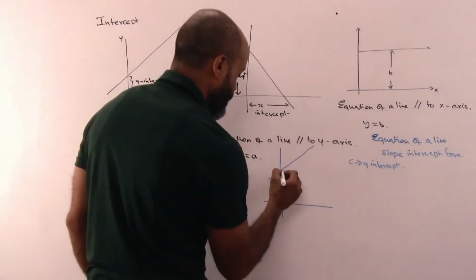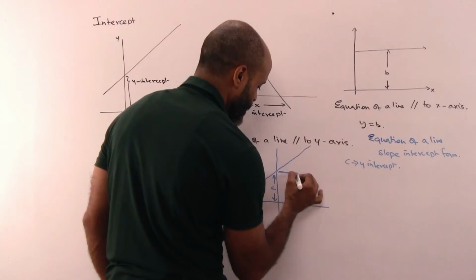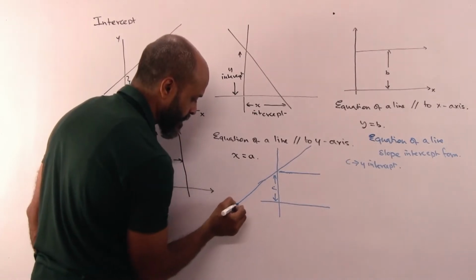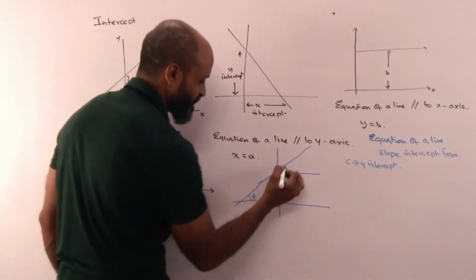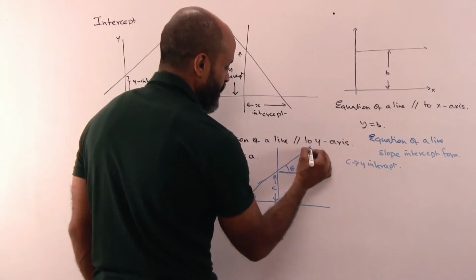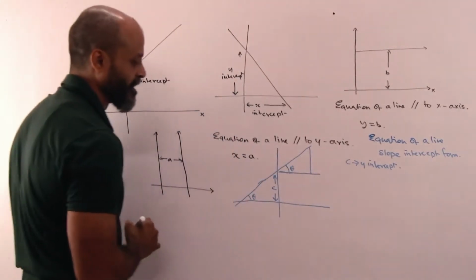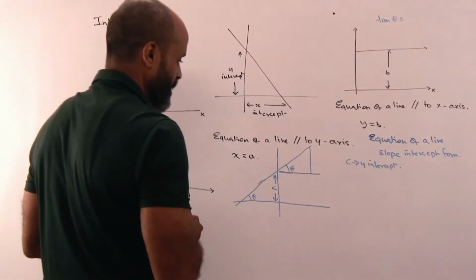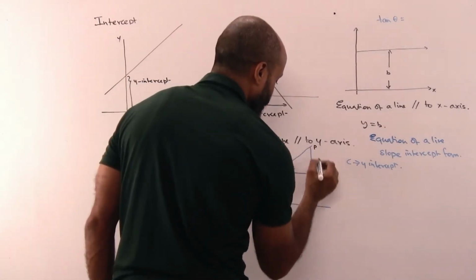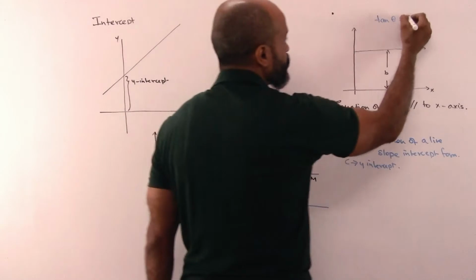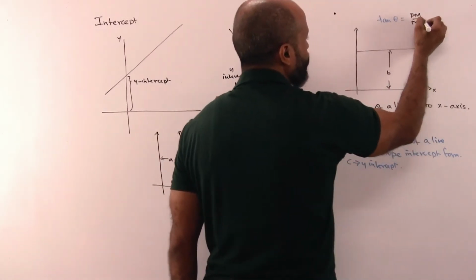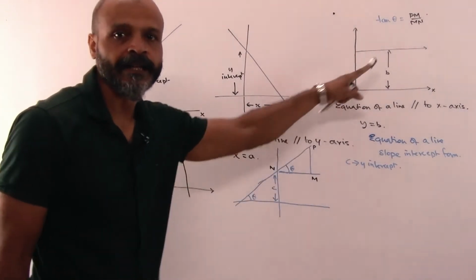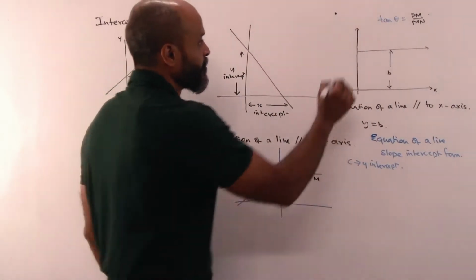Now let's say we draw a line which is parallel to the x-axis. The angle that this line makes with the positive direction of the x-axis will be theta. Let's say we take any arbitrary point here, with P, M and N. Tan of theta will be equal to PM by MN, correct? That will be the slope of this line.